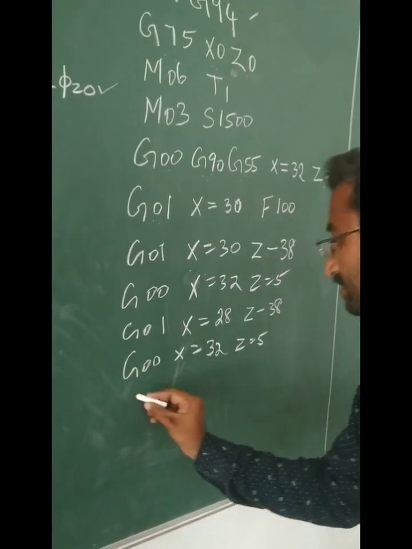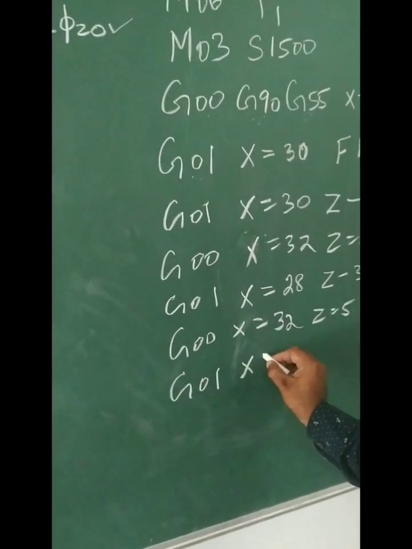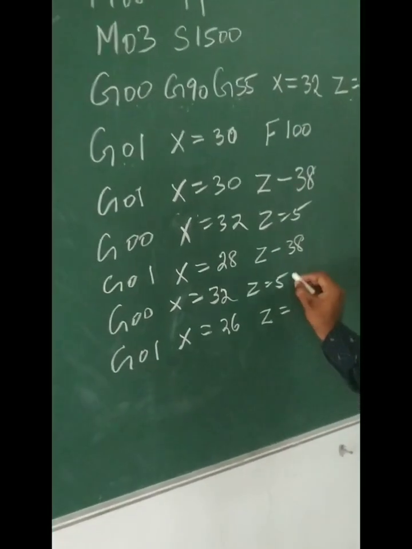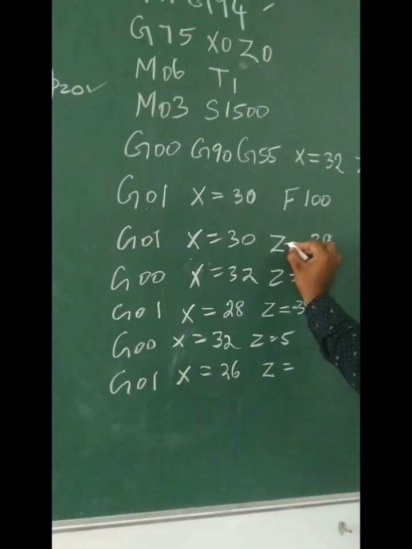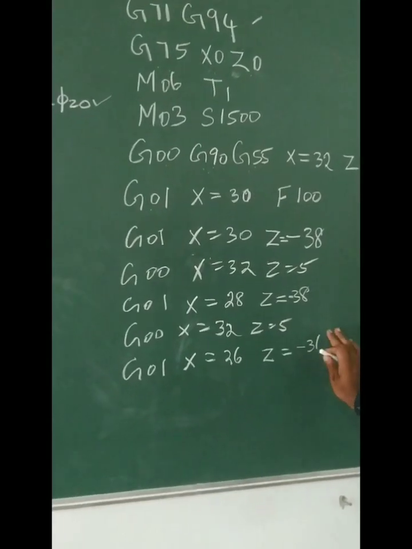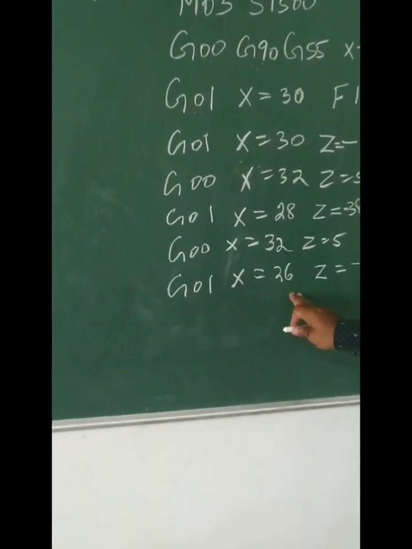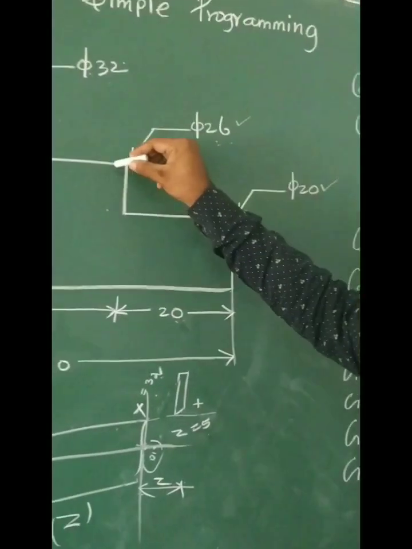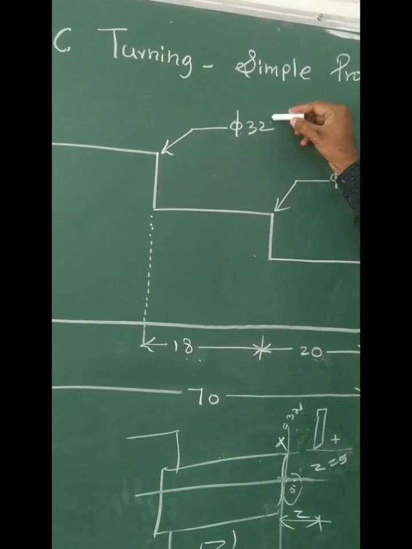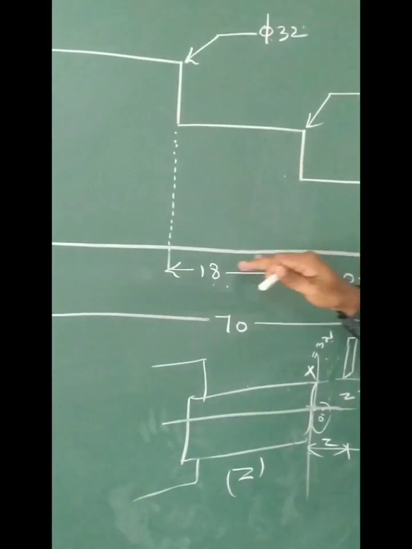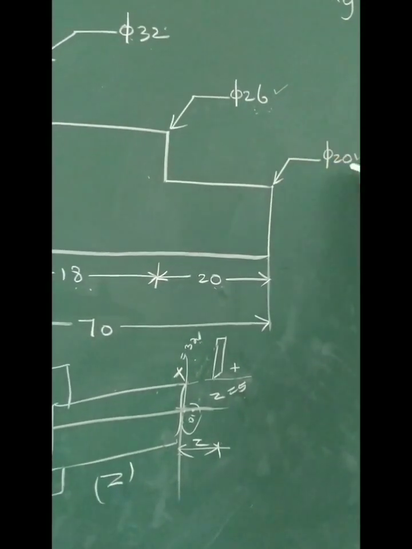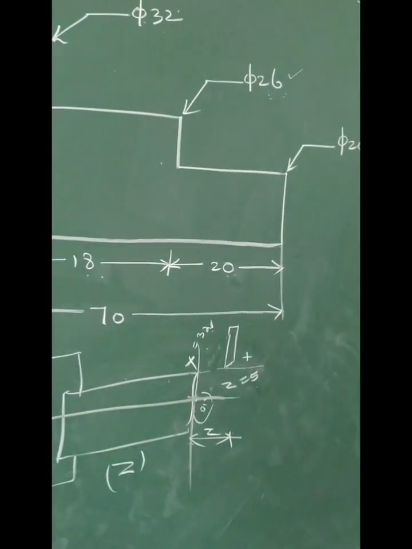Again go to the home position or reference point: G00, X equal to 30, Z equal to 5. Again G01, X equal to 26, Z equal to minus 38, the total distance. So now the total length of cut has diameter 26, and we have reduced the diameter from 32 to 26 for the entire length. Now we have to go for another step: 26 to 20 for the remaining step. Again we follow the same procedure.